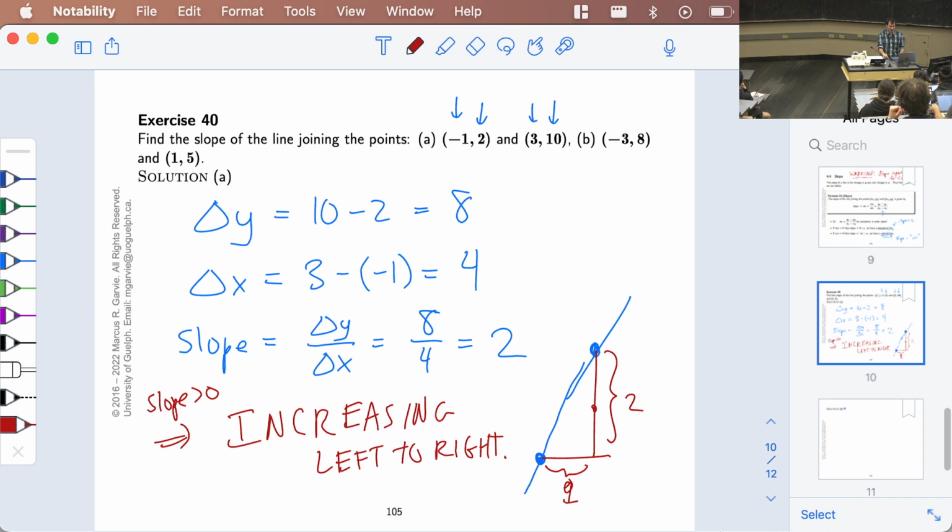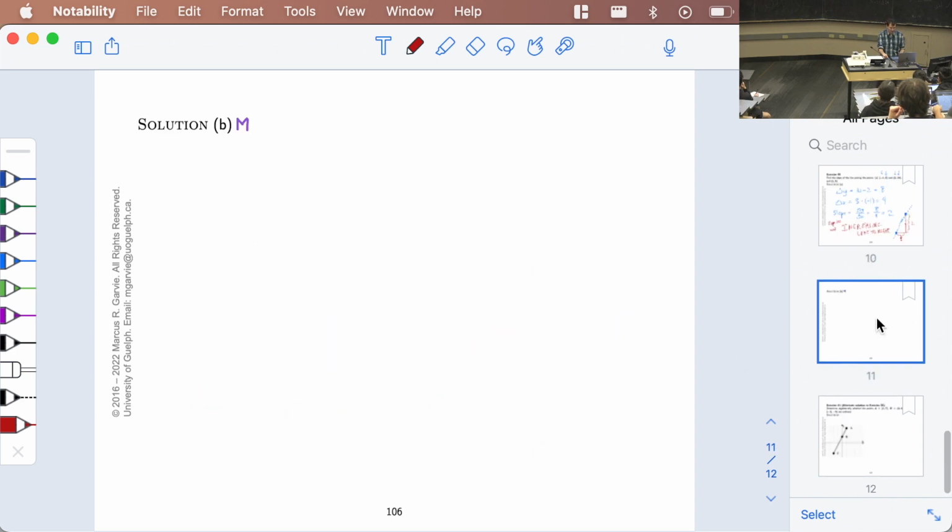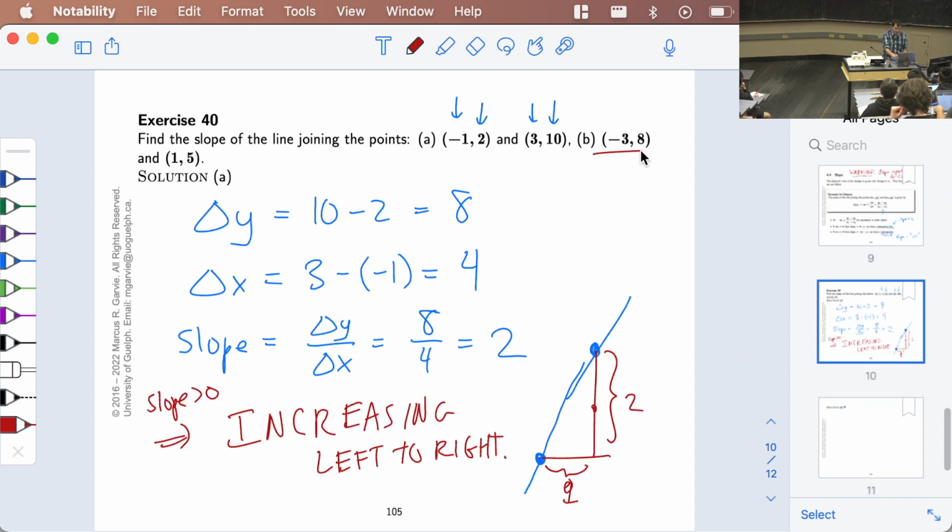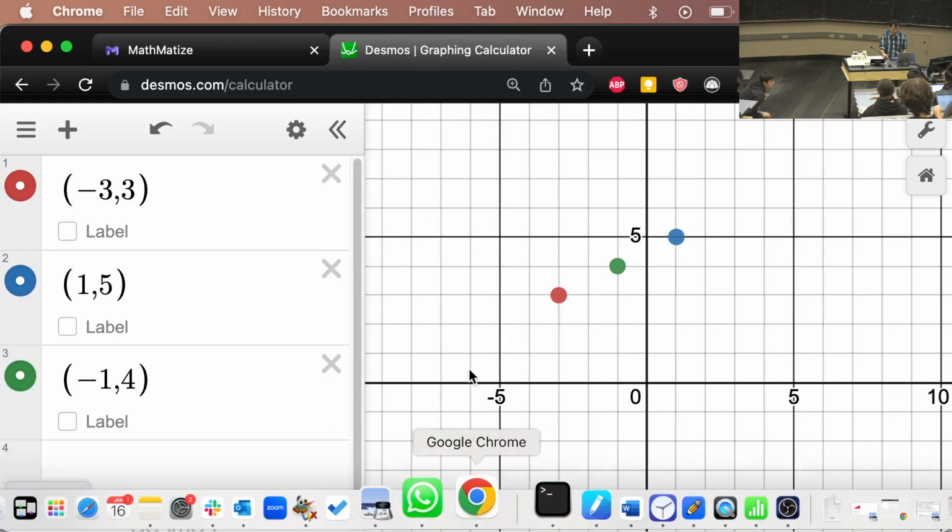So to see if you guys are getting slope 101, you guys do part B. Part B has 2 other points. So do the slope of those 2 points.